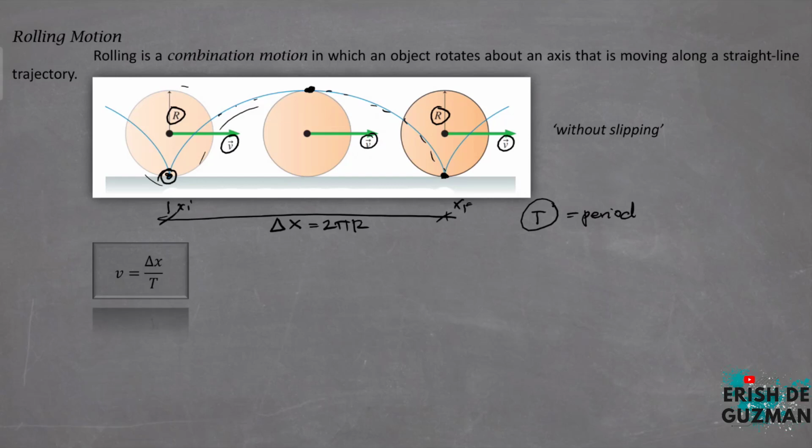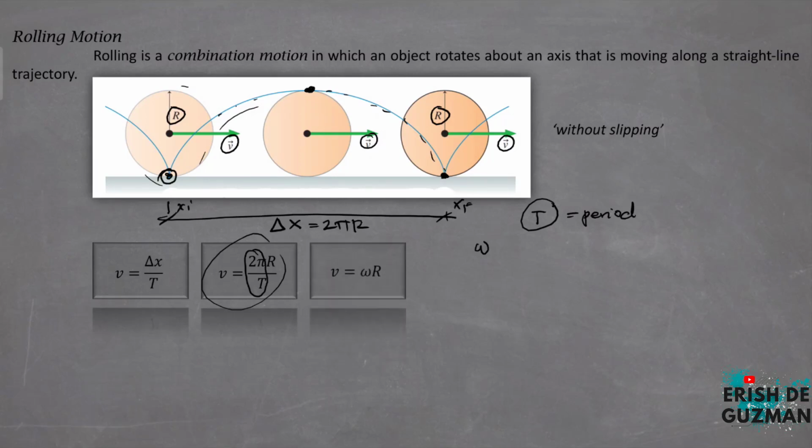And since yung delta x natin or yung change in displacement natin is equal to the circumference, pwede natin i-rewrite yung equation as ito. Velocity of the object center is equal to the circumference, or simply the 2 pi times radius ng wheel over the period. And since itong terms na to, 2 pi over T, is equivalent to the angular velocity omega, ibig sabihin, pwede pa nating rewrite tong equation na to and magiging ganitong format na siya. Velocity equals the angular velocity times the radius of the object.